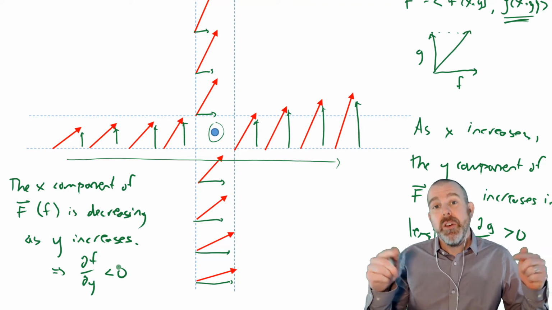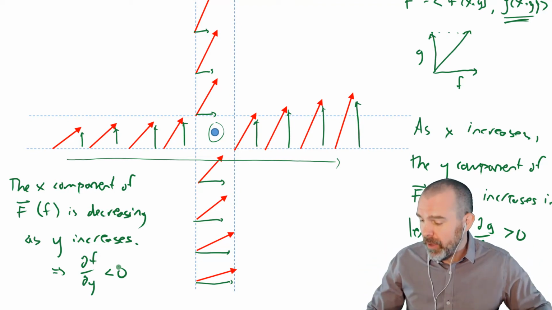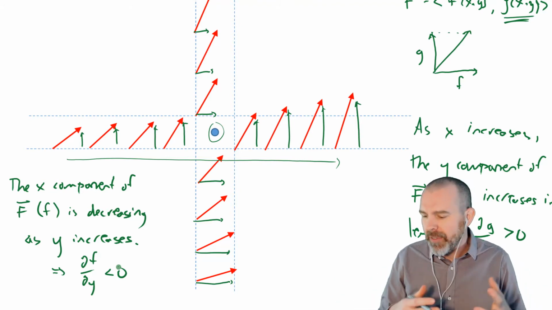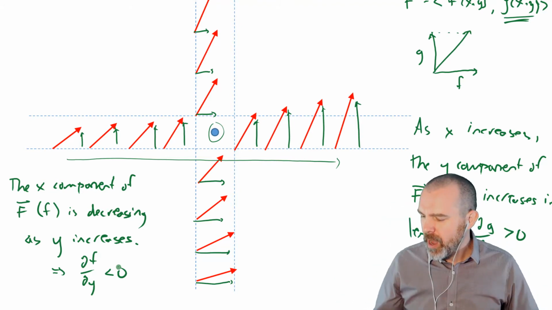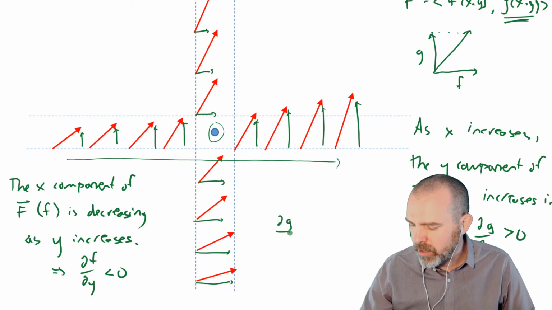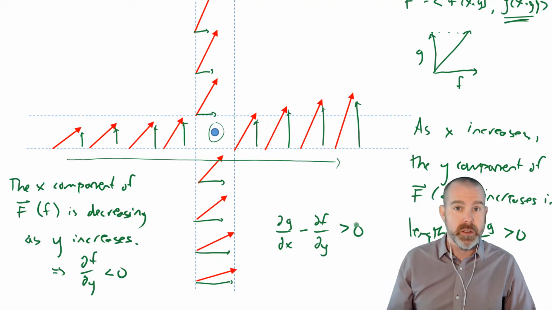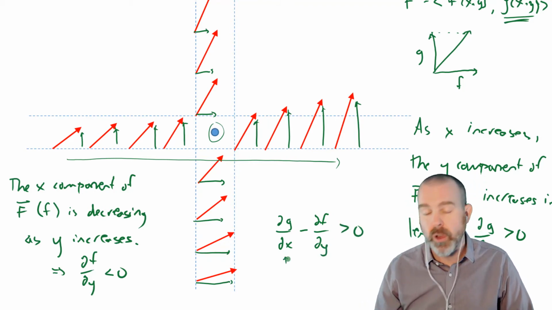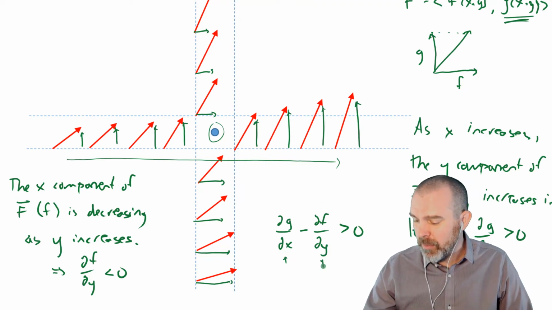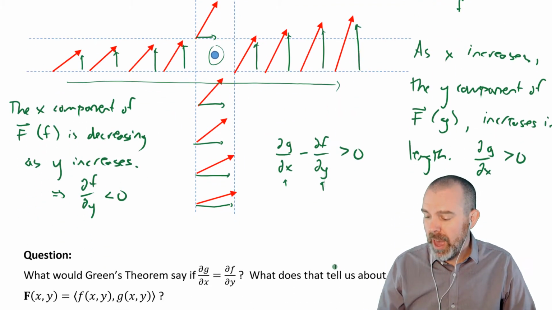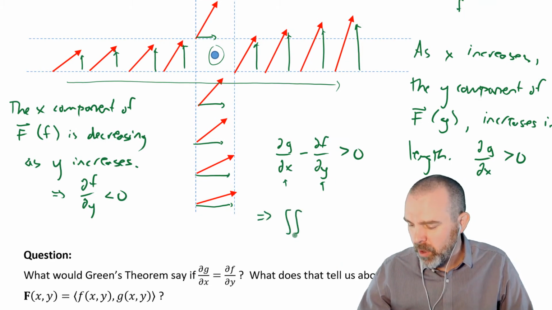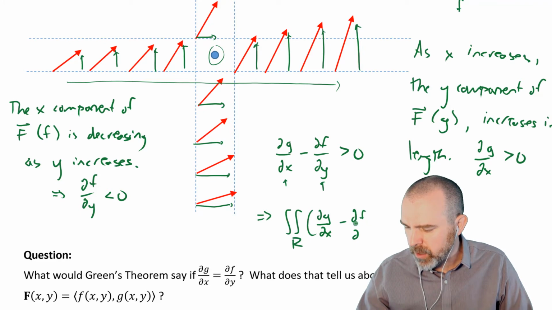Okay? So if we take those two facts together on this particular example, we don't even have the entire field, we're just looking at two little strips. But if we look at those together, that means the partial derivative of g with respect to x minus the partial derivative of f with respect to y is some positive number. Because the partial derivative of g with respect to x is already positive, and then we're subtracting a negative number, so we definitely get a positive number. Okay, well then what that means is the double integral over that region of the partial derivative of g with respect to x minus the partial derivative of f with respect to y, dA, must be a positive number.